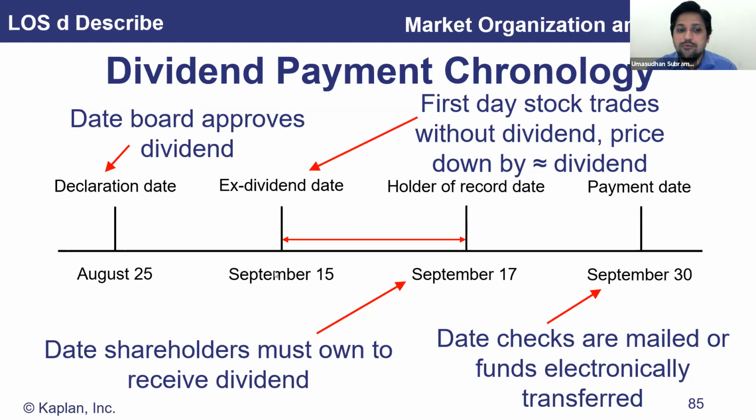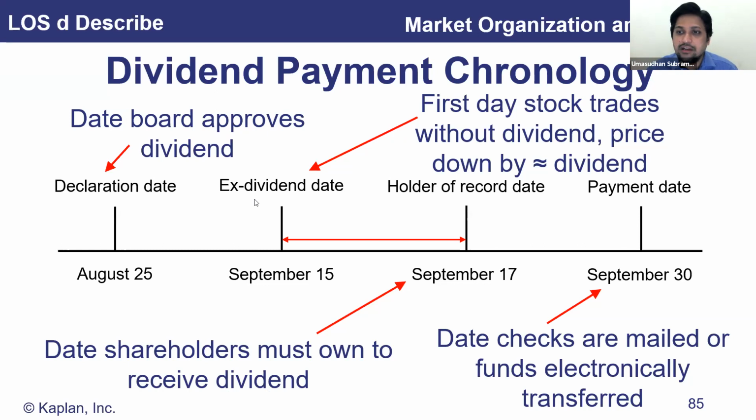Meaning, even if you bought the shares on the 30th of August, or on the 10th of September, you still will be eligible for the dividend, because on the holder of record date, they are going to look at the shareholders list. And they are going to look at the shareholders list at that date and pay dividends to all of them.